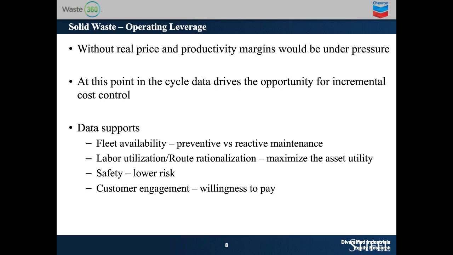What we believe you'll see is increased efforts to use that data to raise fleet availability, go to preventive maintenance from reactive, and achieve better labor utilization, not only from route rationalization, but also by keeping the truck on the road more consistently. There was a period in time where a driver would get in the truck and 20% of the time the truck would break down. We've now gotten that back under 10%.